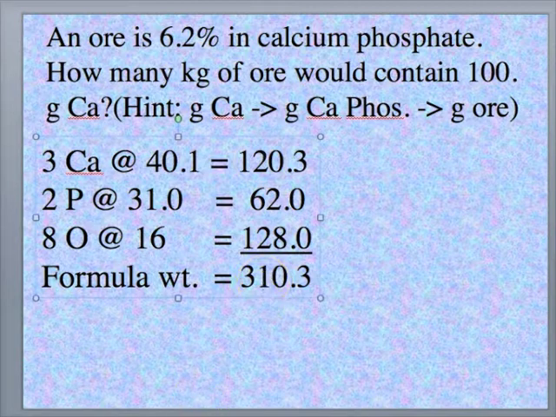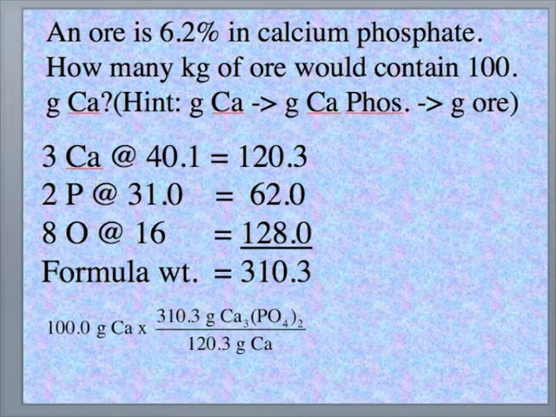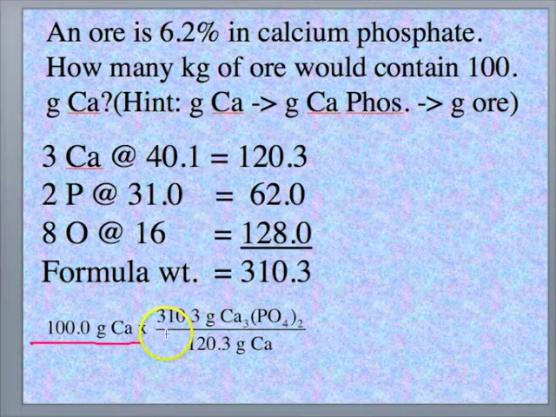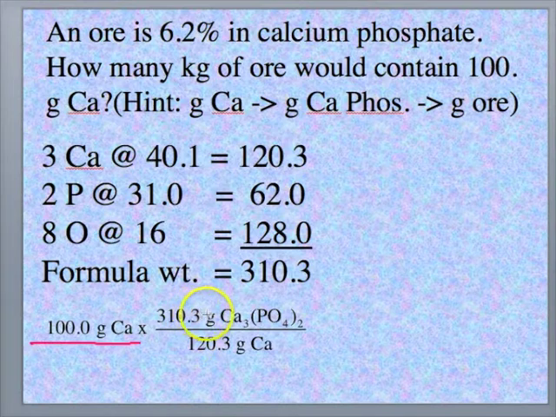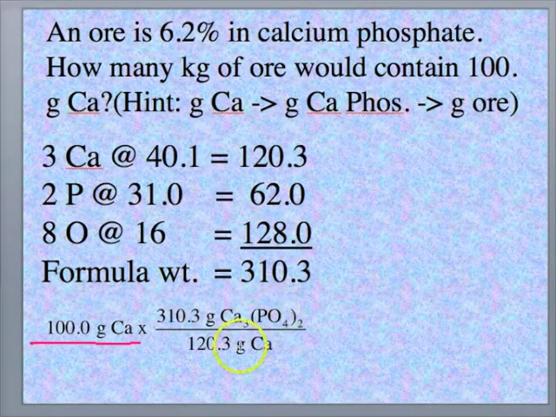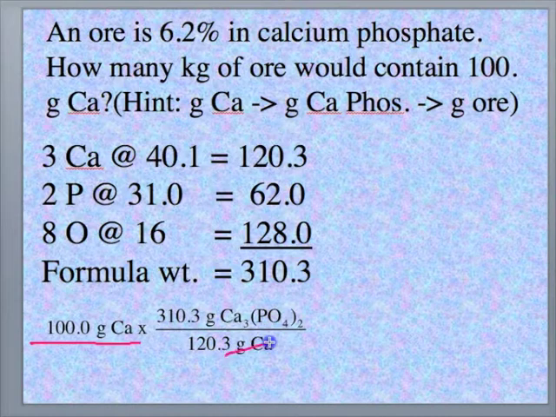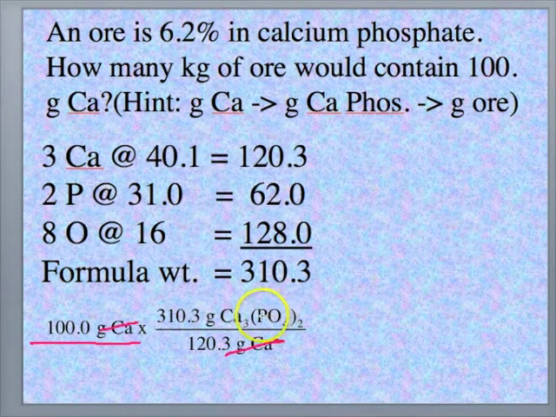So what I'm going to do is take my 100 grams of starting information about calcium, and then I'm going to use the proportion 310.3 grams of calcium phosphate in the numerator and 120.3 grams of calcium in the denominator, so that my grams of calcium cancel out and I'm left with grams of calcium phosphate.